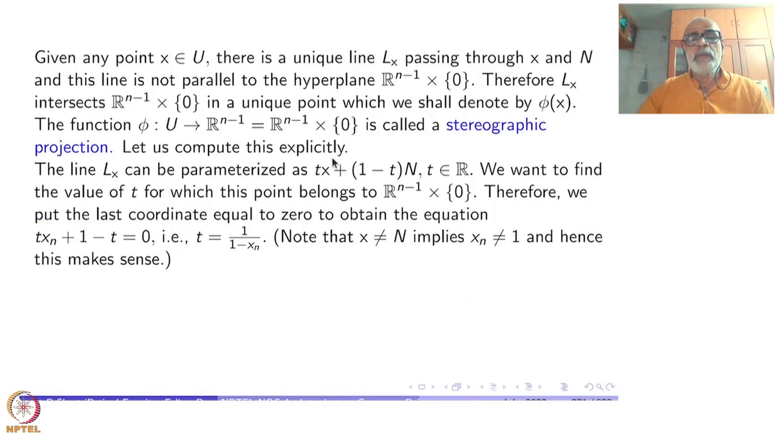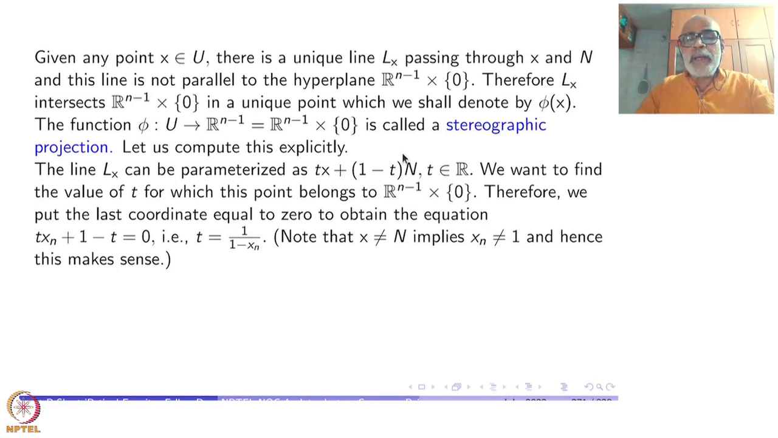Okay, so here what I have done: t times x plus 1 minus t times capital N, with t inside R. What is the point that we want? We want this point to have its nth coordinate 0. That is the point of intersection of this line Lx and the plane R n minus 1 cross 0.